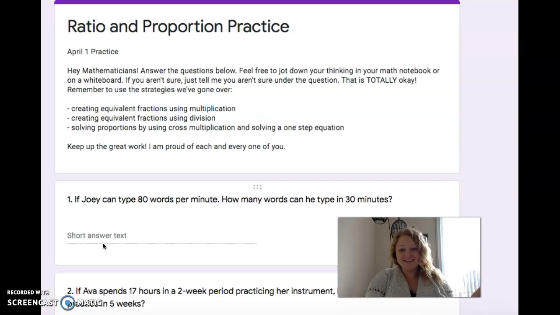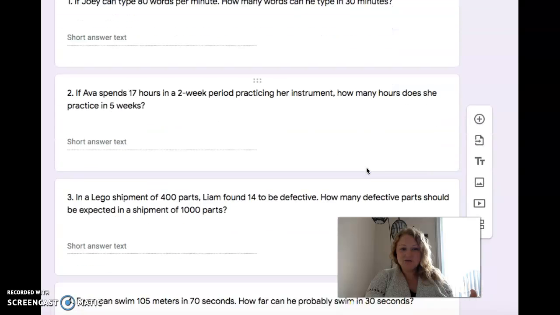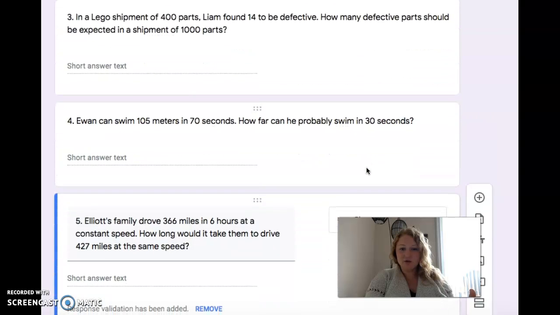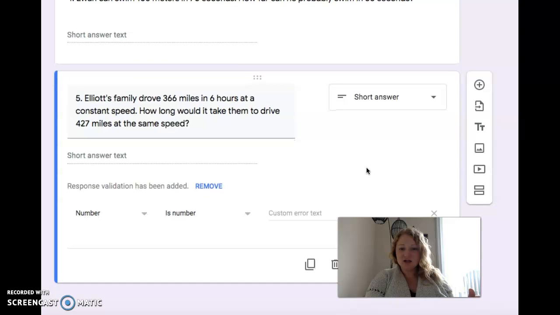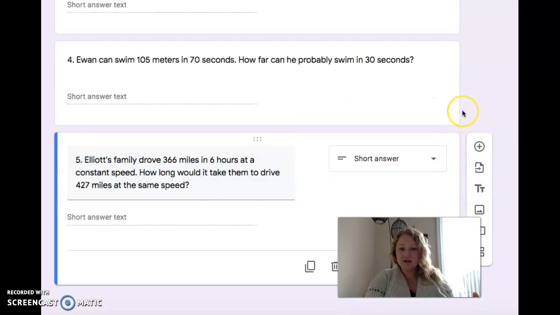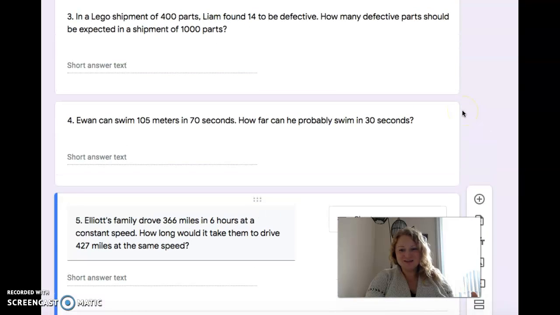Use any strategy you'd like today. Equivalent fractions by using multiplication or division. For your proportions, remember proportions are just two equal ratios that are written as fractions. You could also solve the proportions by using cross multiplication and then solving as a one-step equation. If it's helpful, go back to yesterday's video, and as a little refresher, you can watch how to solve. Keep up the great work, and I'm proud of you guys. So just 5 questions here that you're going to work through, but instead, again, of sharing the answer to the class, I'm just going to get those results. So they'll just be coming to me.